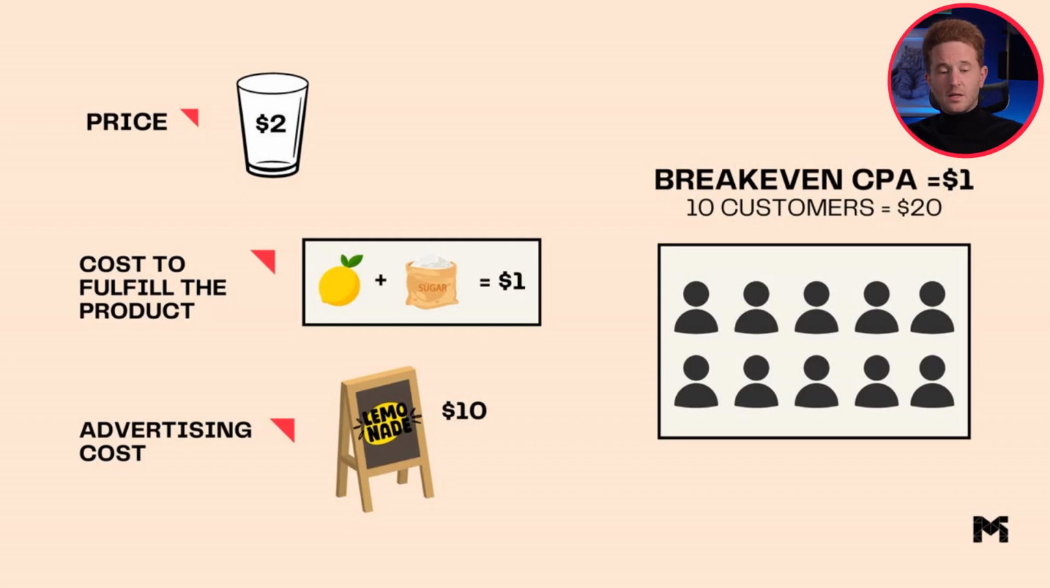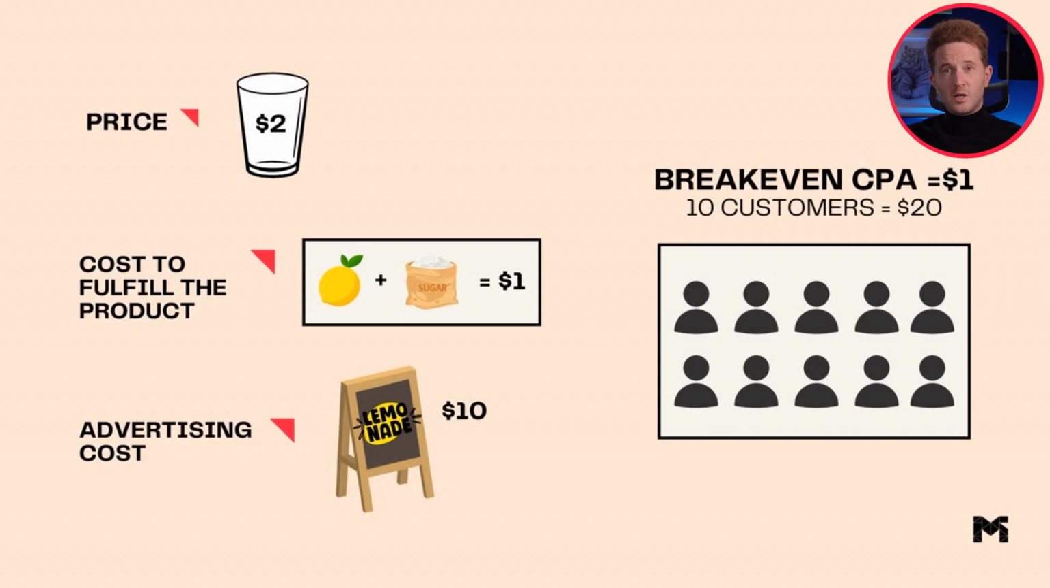And if I spend $10 on advertising, I need to generate 10 customers. The 10 customers will give me $20 in revenue. And as we know, I've spent $10 on advertising. Out of the $20 in revenue, I have $10 of profit, right? Because I know my margins are 50%. And at break even, I'm left with zero.